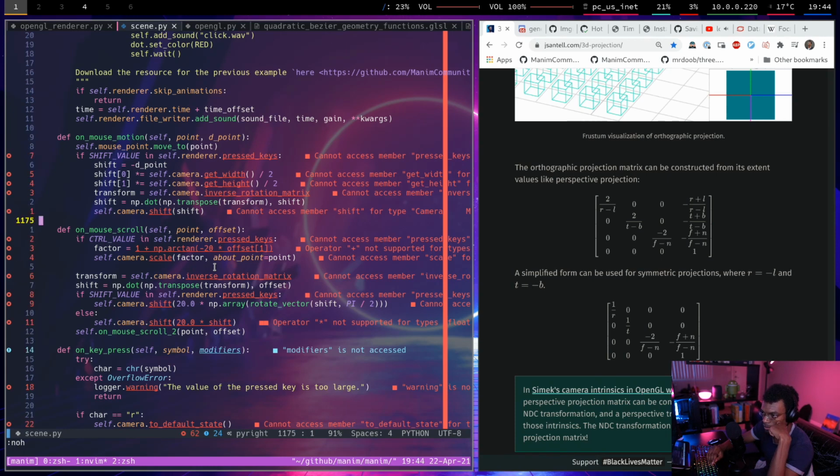Shift. Although it would require some math to figure out the point. Oh, it has about point, I guess. Oh, well, not really. It's scaling about that point. I would need the point that it's looking at. Though I think that will always be the origin. So then maybe when I scale, I can just move it closer to the origin and further away from the origin.